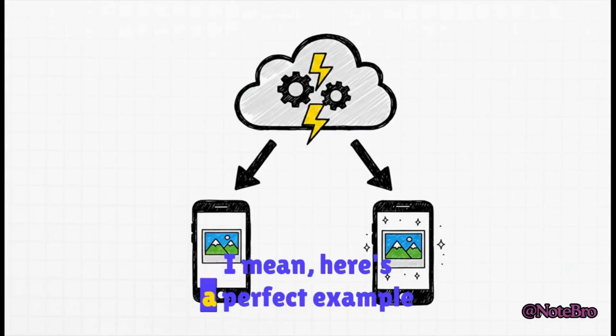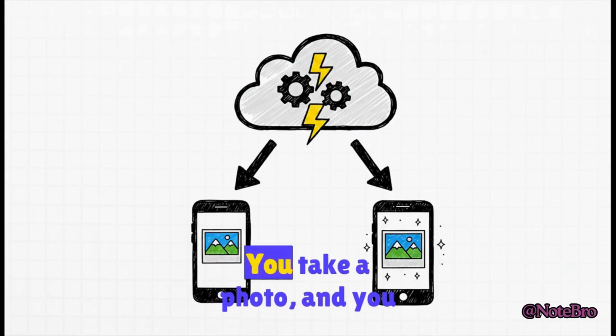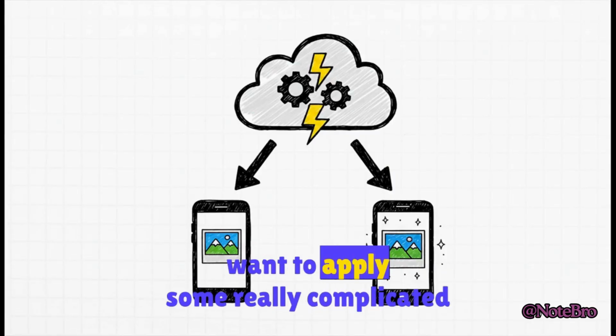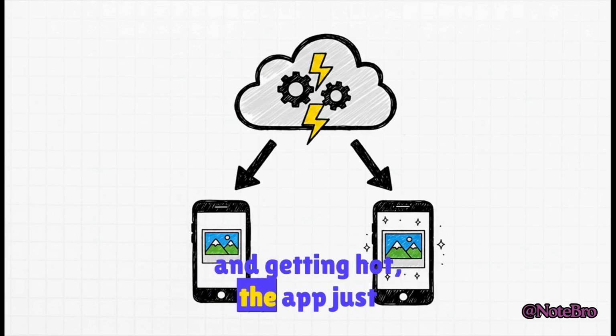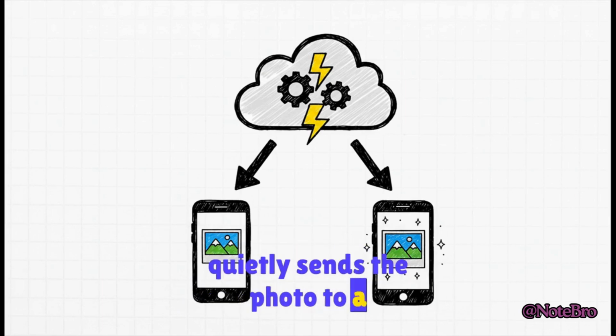Here's a perfect example from everyday life. You take a photo, and you want to apply some really complicated filter. Instead of your phone grinding away and getting hot, the app just quietly sends the photo to a cloud server.